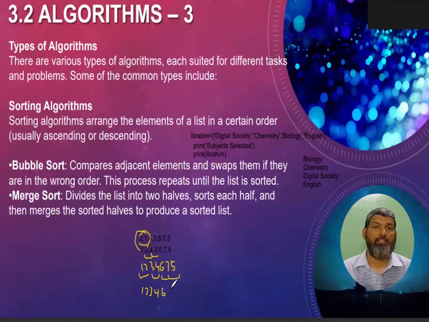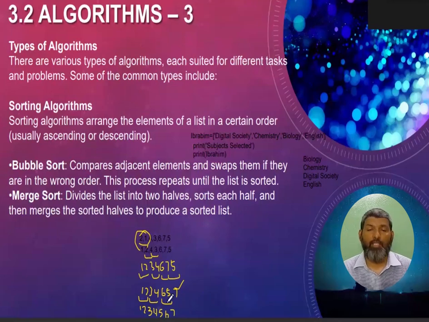6, 5, and 7. Then again you will compare this thing. This is okay. This is okay. This is not okay. So that means you will swap this thing, right? This is already okay, right? So now you will write 1, 2, 3, 4, 5, 6, and 7. This is sorted. So this becomes the sorting. Got it?